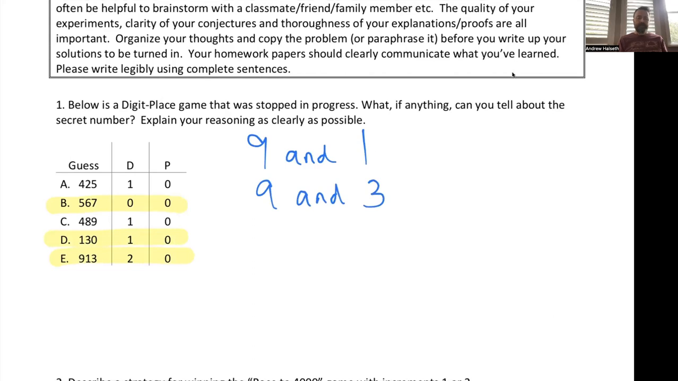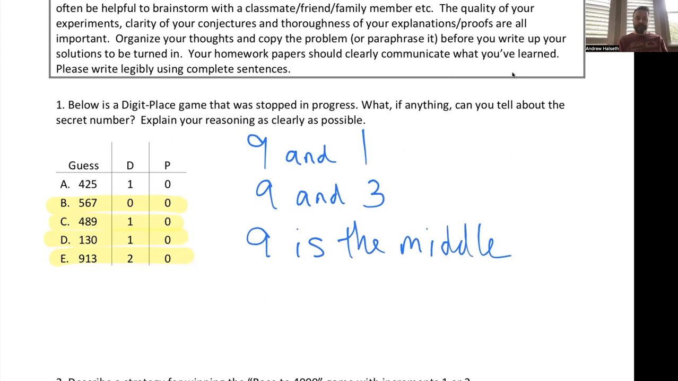Okay. And I'm also going to then look at, well, 9 for sure is in the number, right? Because 9 is in both of those. And if 9 is in the number, then from C, I know it's not in the last place. And from E, I know it's not in the first place. So looking at C and E together, 9 must be the middle number. So I'm going to jot that down. 9 is in the middle, or the tens place, however you want to specify the location.